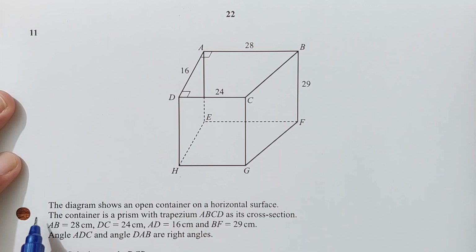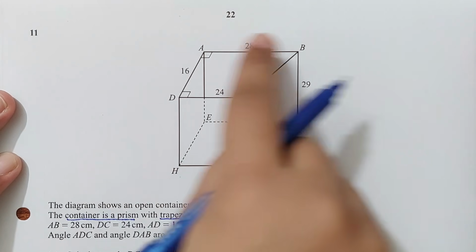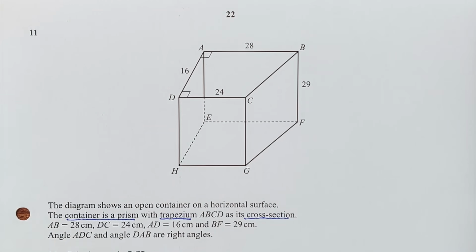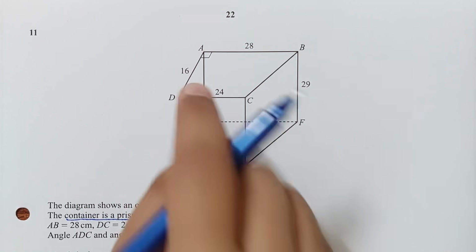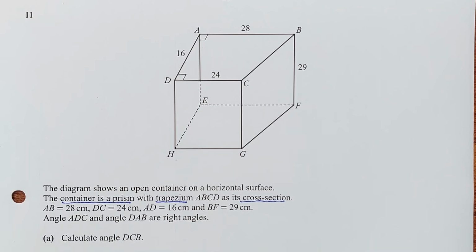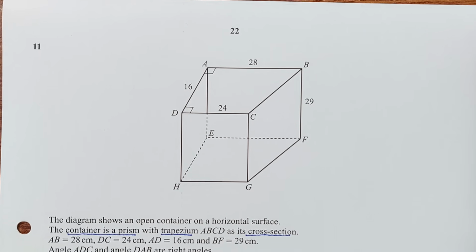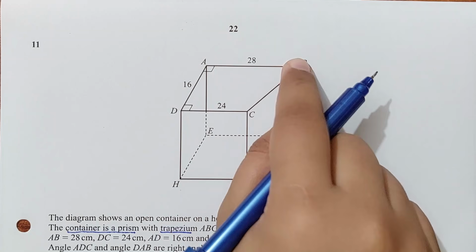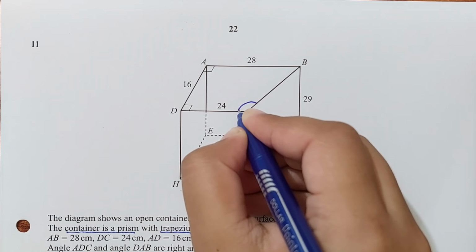Question number 11. The diagram shows an open container on a horizontal surface. The container is a prism with trapezium ABCD as its cross section. We are given AB, DC, AD, and BF. Angle ADC and angle DAB are right angles. Now part A, calculate the angle DCB.